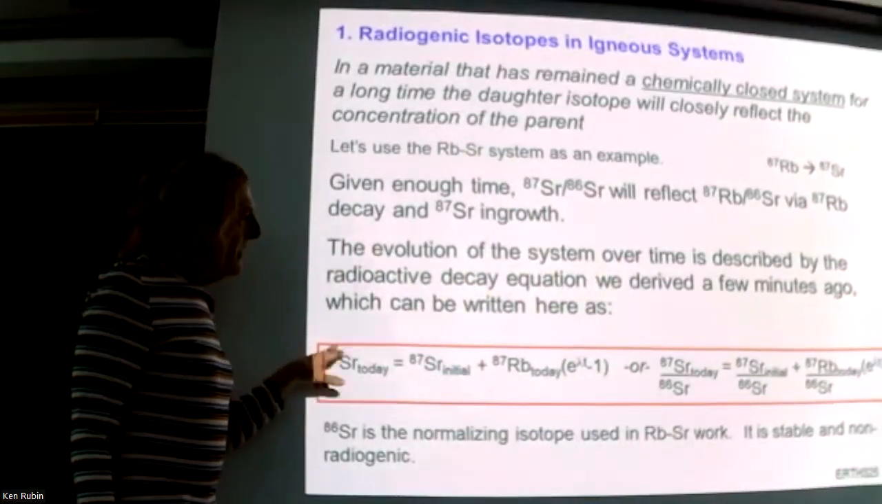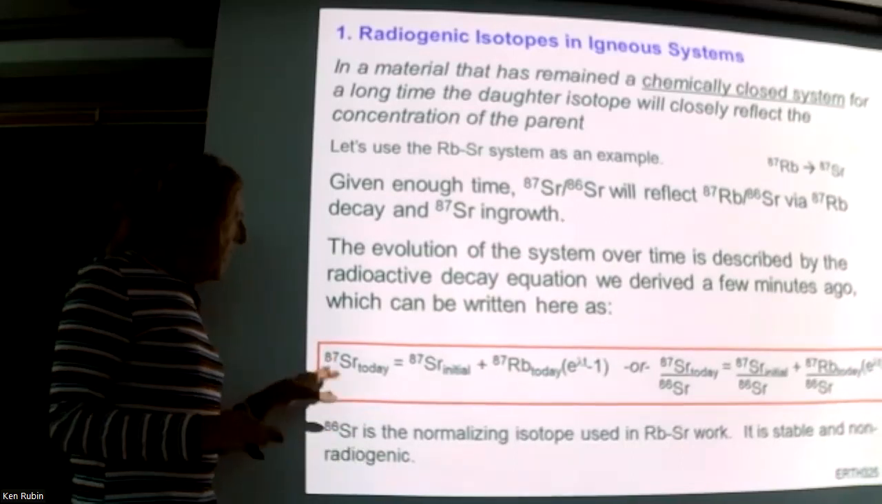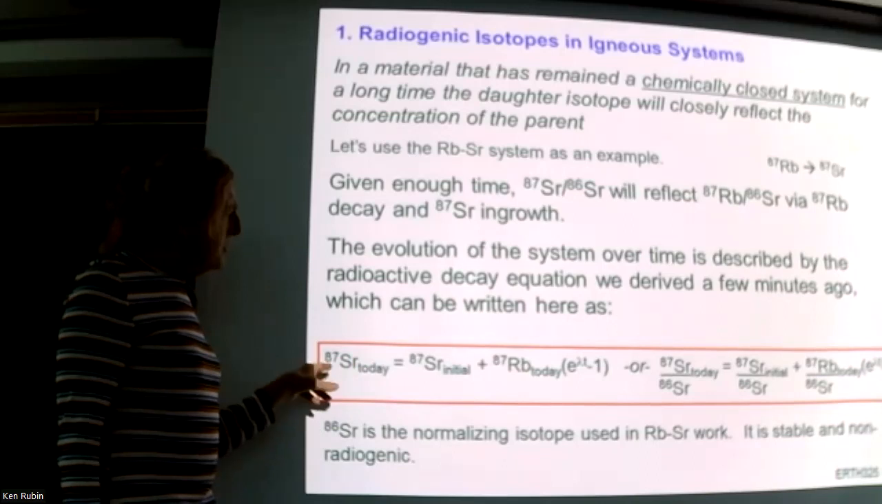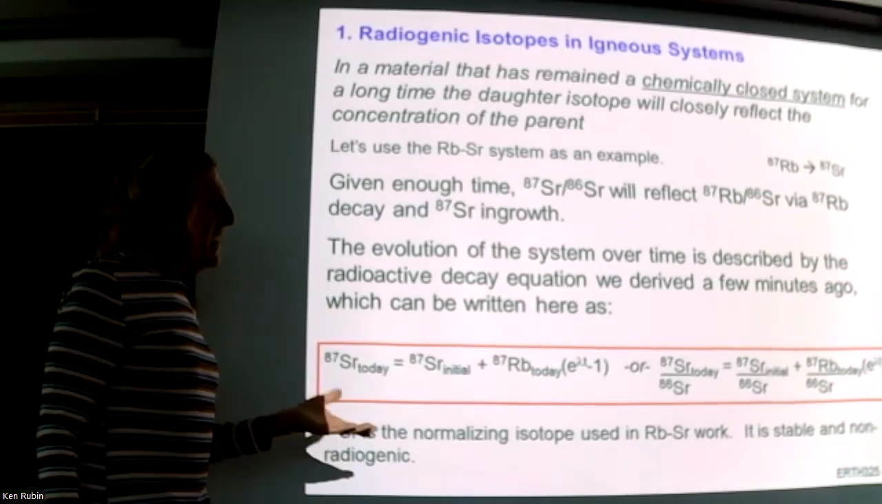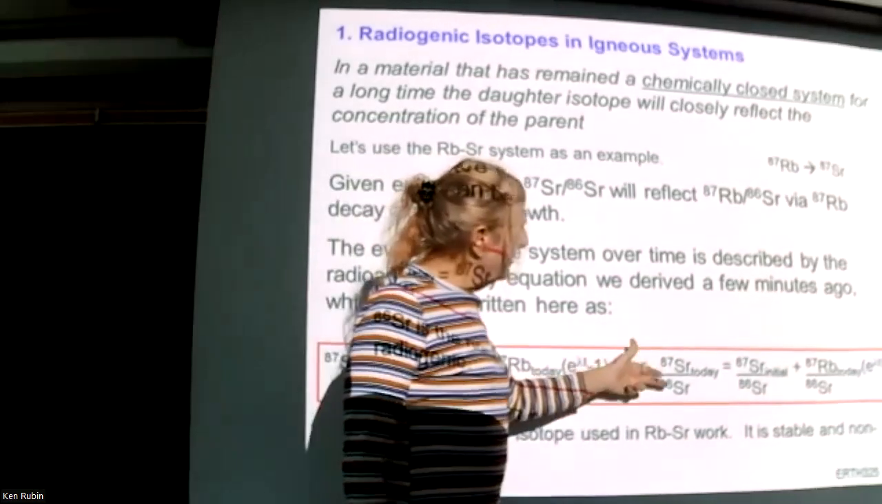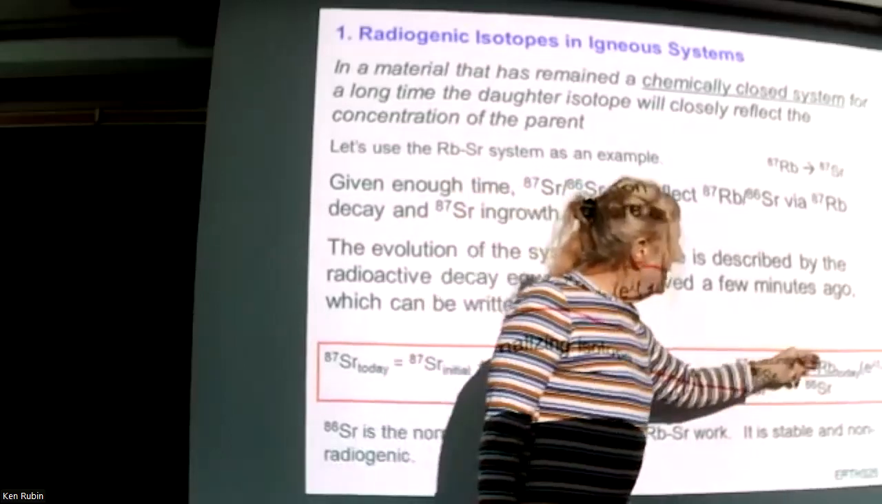Okay, so we can write out a decay equation. I gave you this equation last time, with just parents and daughters, right? P and D, and I also had the letter N for normalizing elements. So in that notation, this was D over N initial, and P over N.